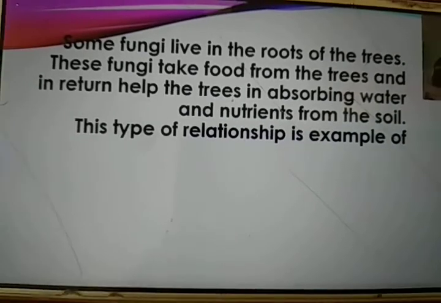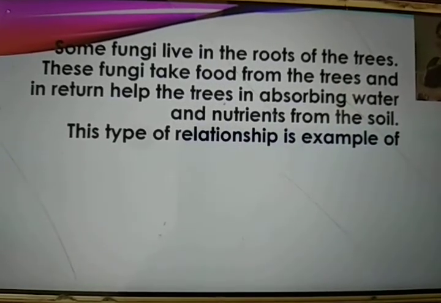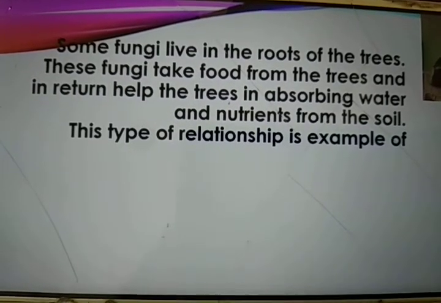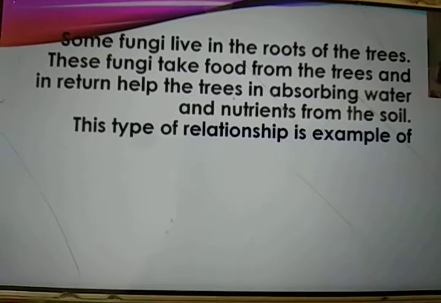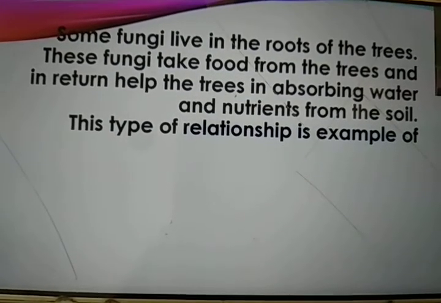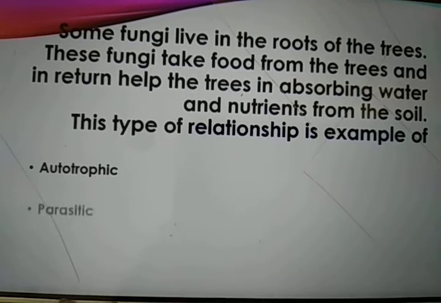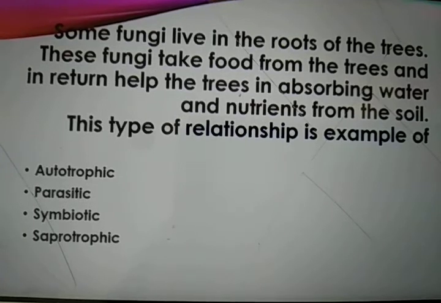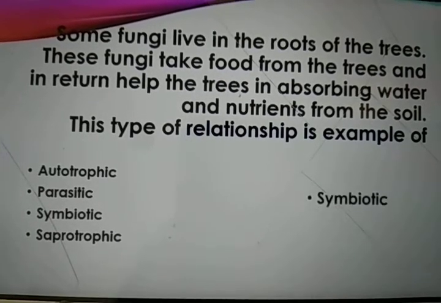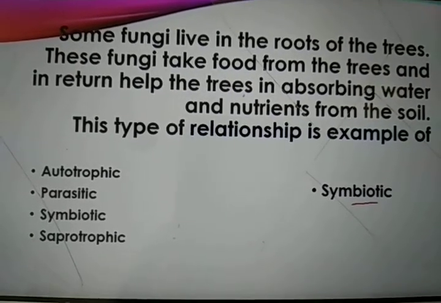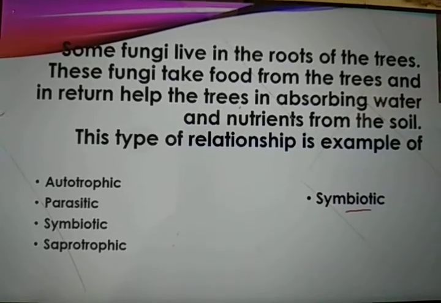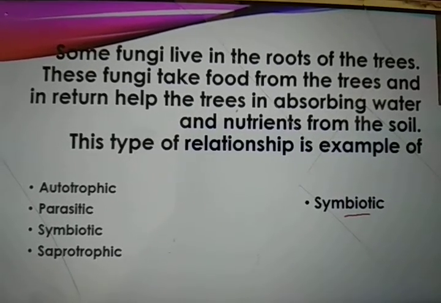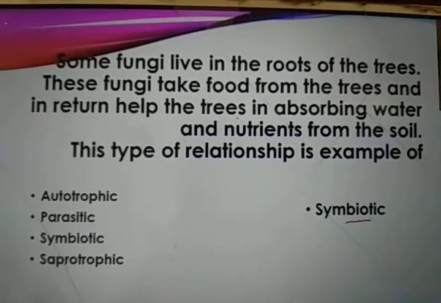Now the next question. Some fungi live in the roots of the trees. These fungi take food from the trees and help the trees in absorbing water and nutrients from the soil. This type of relationship is an example of. These are the different options, and the right answer for this question is symbiotic. Why? Because both the trees and the fungi are benefited by each other, and this type of relationship is called a symbiotic relationship.